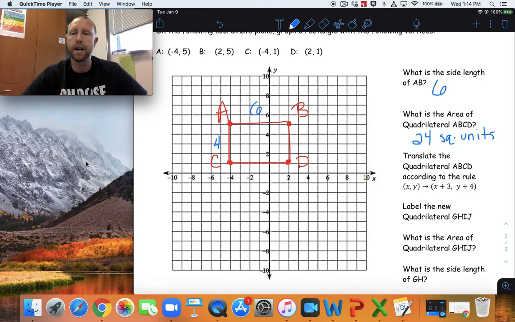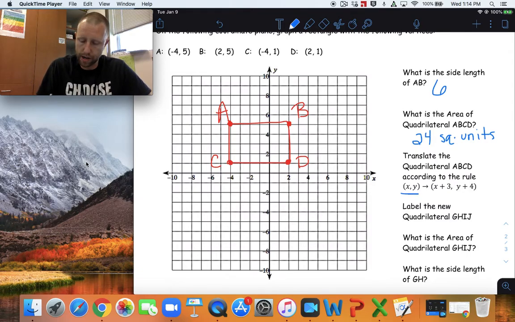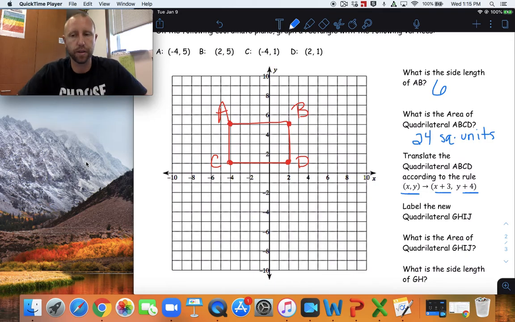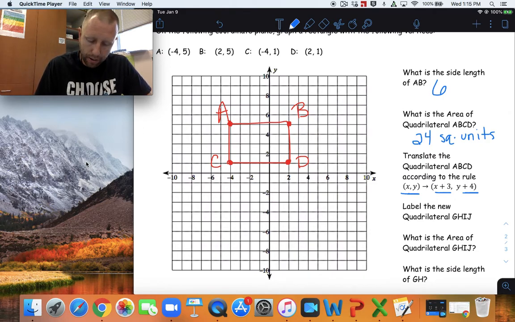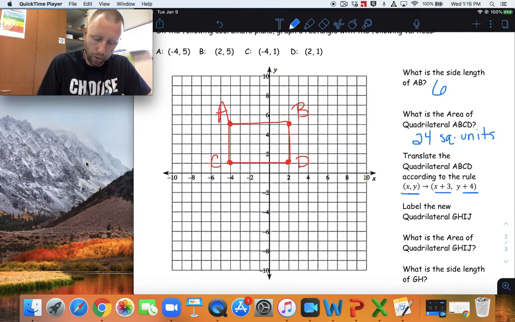Okay. All right, so here's where we have to do a transformation. It says translate the quadrilateral ABCD according to the rule, the original point, and then add 3 to the x value and add 4 to the y value. So I know I'm going to the right and up. If I'm going to the right and up, I'll just do that for each point. I'll start with point A. I'm going to go to the right 3, 1, 2, 3, and then I'm going to go up 4, 1, 2, 3, 4, and this is A prime.